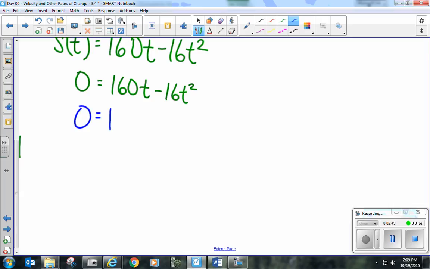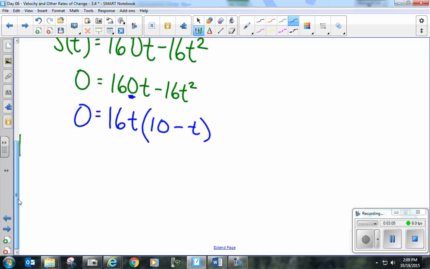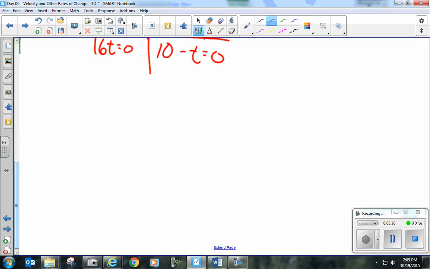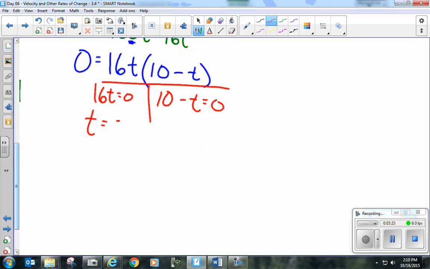0 equals, if I factor out a 16t, what's left? Not 1. 10 minus t. Now I just keep going. Solve, right? For each one. Let's do this in another color. Feeling festive. So 16t equals 0, and 10 minus t equals 0. So what are both of those values going to end up being? Yeah, t equals 0, and t equals 10 seconds.